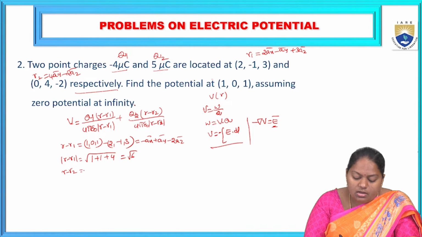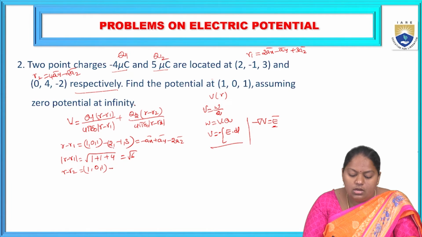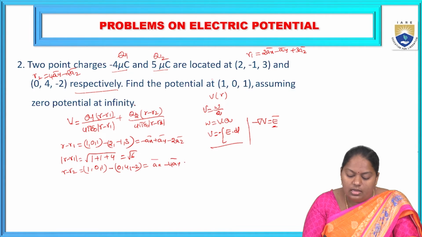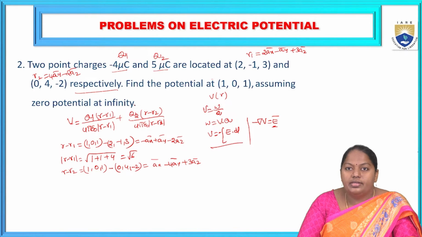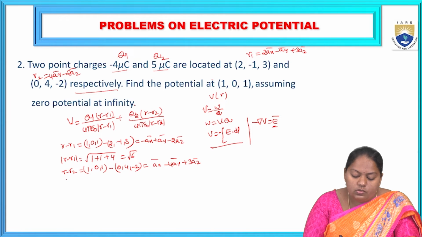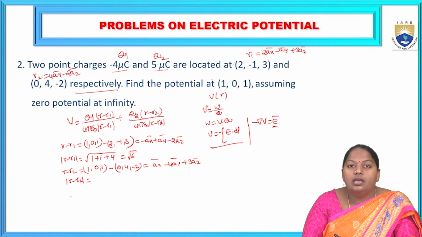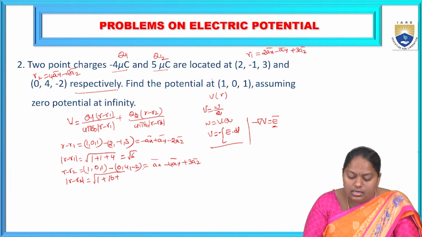Similarly, next we consider R minus R2. R value is (1, 0, 1) minus R2, which is (0, 4, minus 2), equal to AX minus 4AY plus 3AZ. See, 1 minus 0 is 1AX, 0 minus 4 becomes minus 4AY, 1 minus of minus 2 becomes 1 plus 2, as 3AZ. Then modulus of R minus R2 equals root over 1 plus 16 plus 9, which becomes root 26.